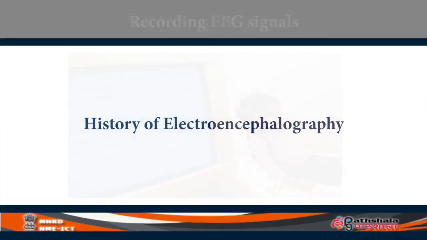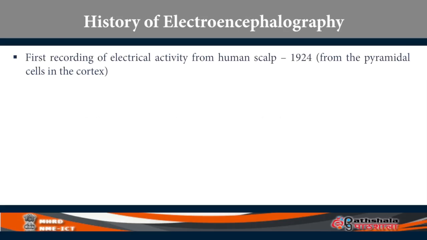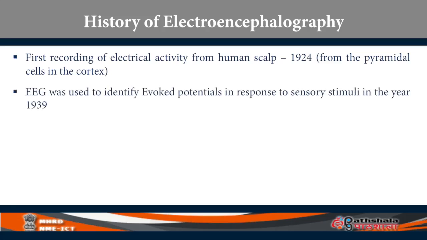Now I'll say a little bit about the history of how EEG developed. The first recording of the electrical activity from the human scalp took place in 1924. The electrical activity is monitored from the pyramidal cells in the cortex. EEG was used to identify evoked potentials in response to sensory stimuli in 1939.